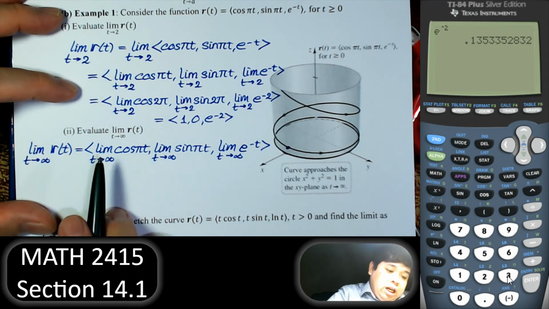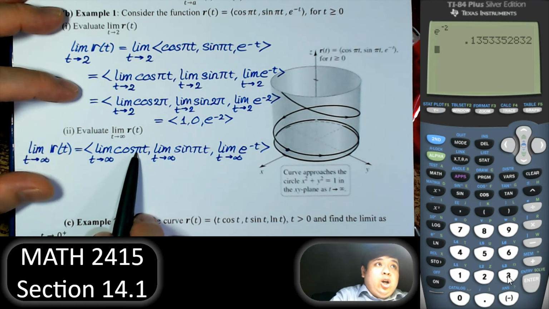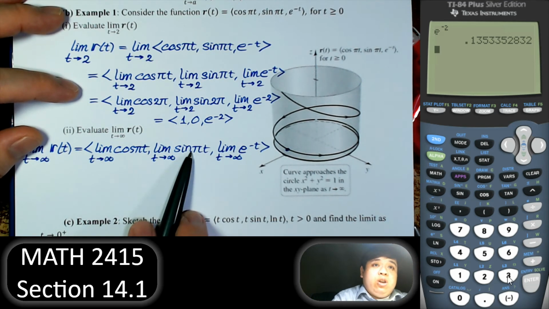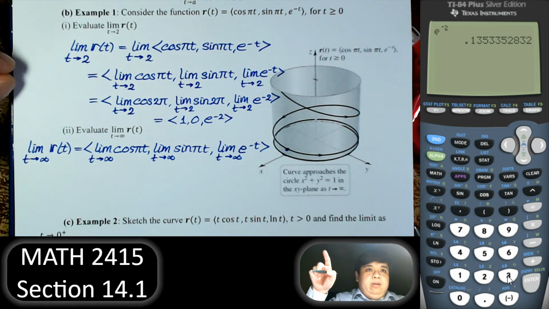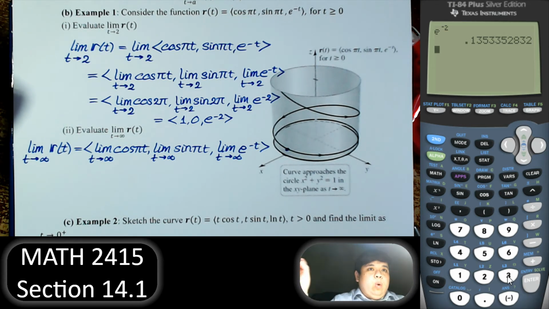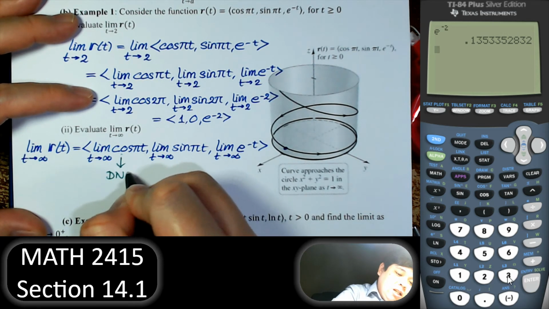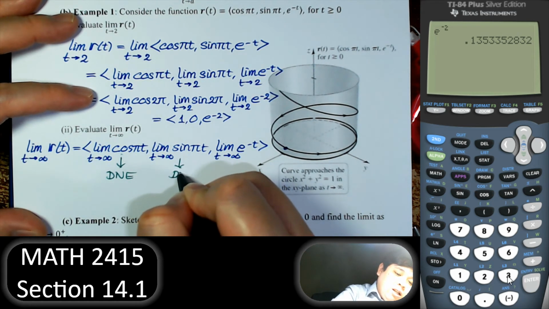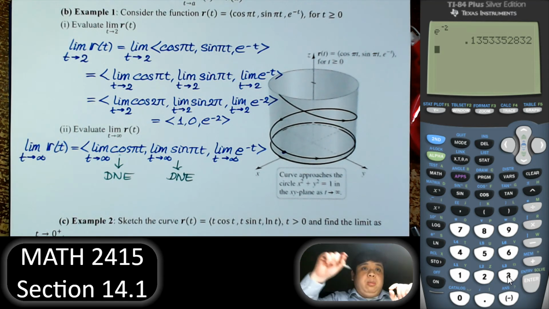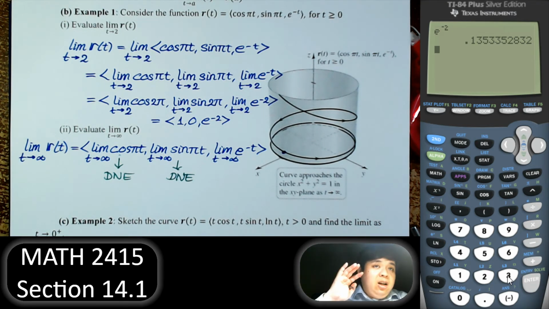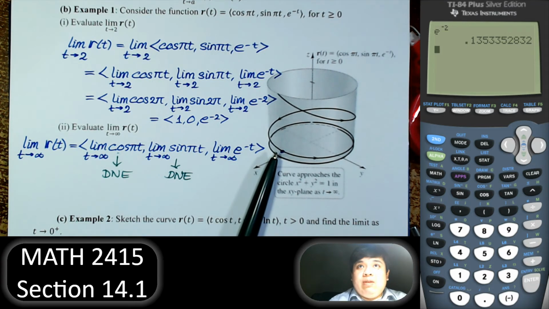First of all, limit as t goes to infinity. Remember the cosine function or the sine function, the graph is a wave, right? If it is a wave, when it goes to infinity, it does not approach any number. So we say this limit does not exist, because sine and cosine do not approach any number as the variable goes to infinity. However, e to negative t, let's graph that function.